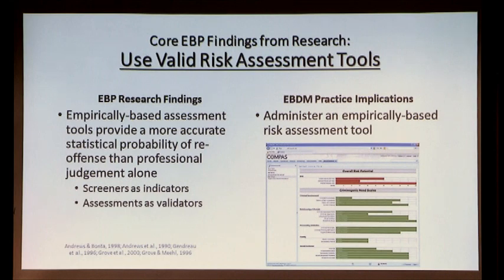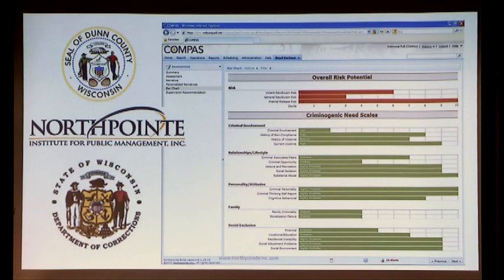We want to be using validated risk assessment tools. This is an example of COMPAS. So this is what the Wisconsin Department of Corrections has available to counties, including Dunn County. It's a product from Northpointe. As you can see, the red bars on the top are the risk. They give us a general recidivism risk, a pretrial risk, and a violent risk. So we get 3 different measures there.